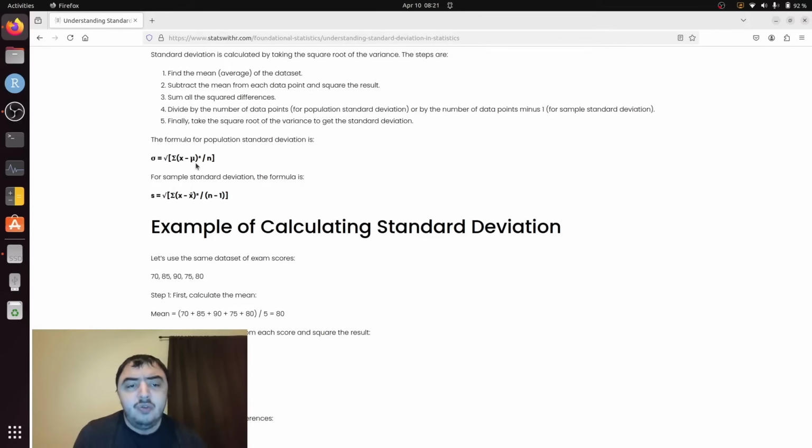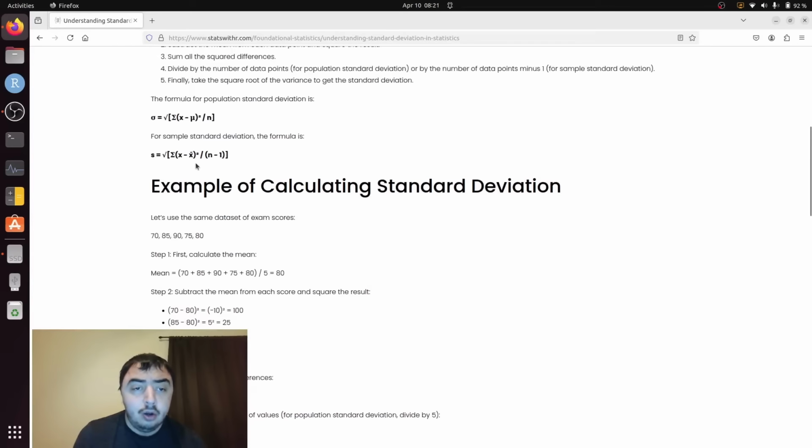It's much more likely that you're working with a sample that's not the whole population you're interested in. You have x bar, which is a sample mean. Those two computations are identical, but the notation can be important. So you do the exact same thing, but instead of dividing by n, you divide by n minus 1.